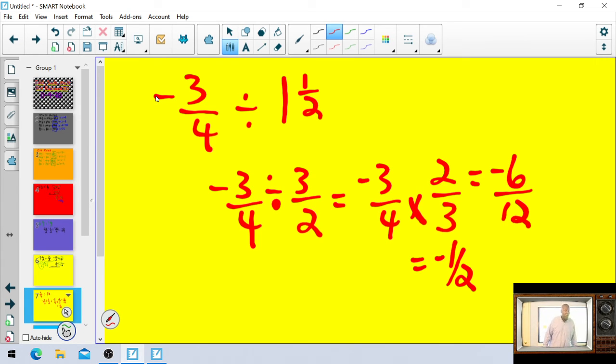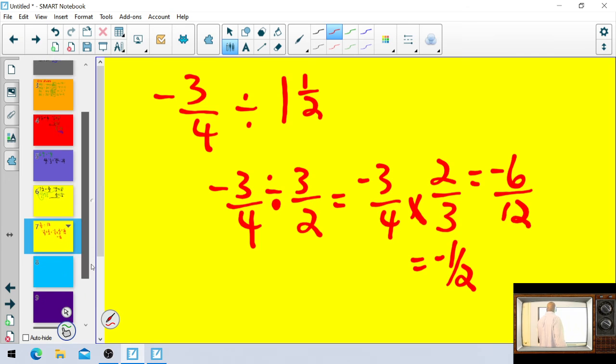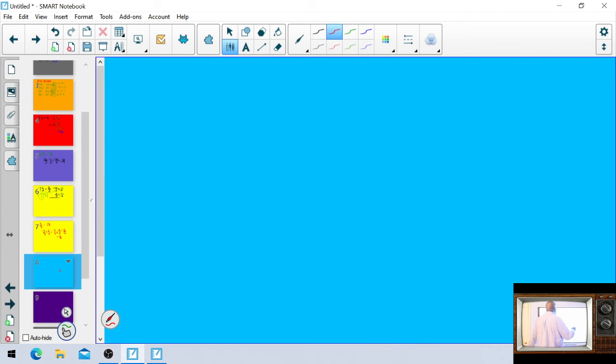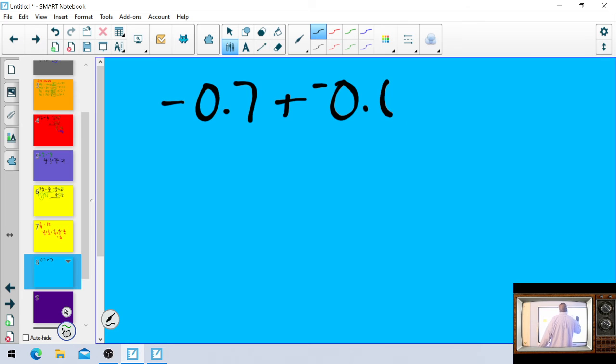Or follow the rules for multiplying, dividing, adding rational numbers. You already should know addition and subtraction. I just went over multiplication and division. Let's do one more. Let's do a couple more. Let's do some decimals. Suppose you had negative 0.7 plus negative 0.6.